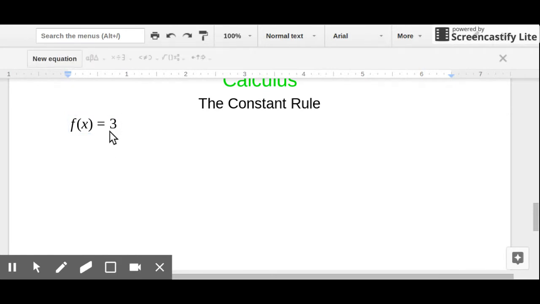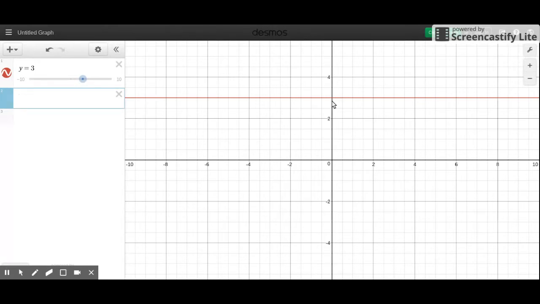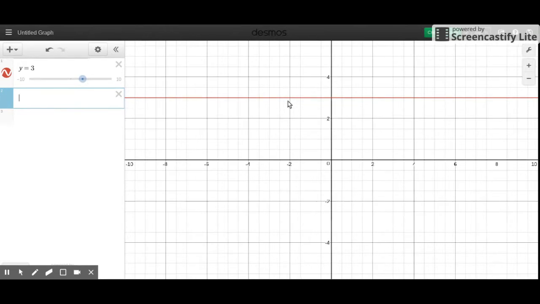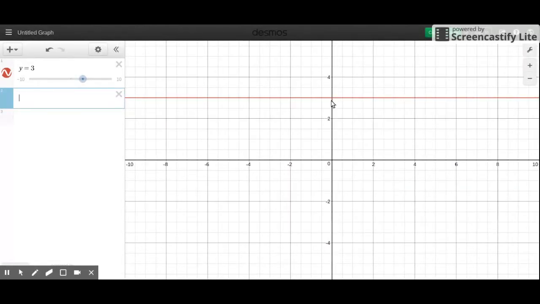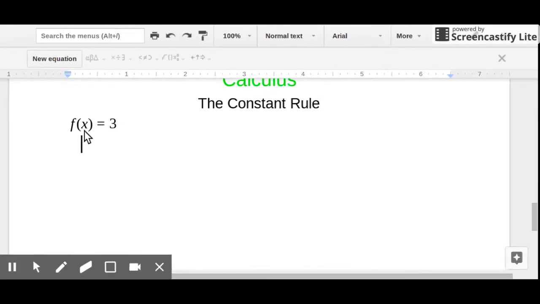Now, 3 is just a constant. If we were to actually look at the graph of this, you could see that if we graphed f of x equals 3, what we get is just a horizontal line that passes through the y-axis at 3. And if you picked any point on this line, of course the slope is going to be 0. Think about the tangent line. A tangent line at this point right here is just a horizontal line, so you're going to get a slope of 0. So when we go to take the derivative of this, the derivative should be 0.